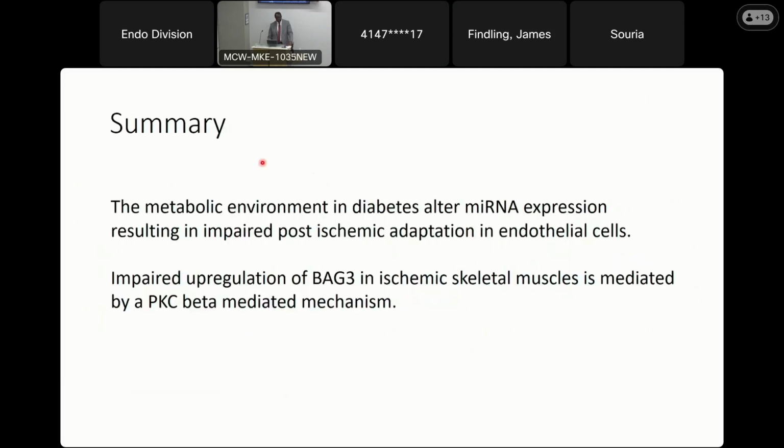So in summary, the metabolic environment in diabetes alters mRNA expression, resulting in impaired post-ischemic adaptation in skeletal muscle cells. Impaired upregulation of BAG3 in ischemic skeletal muscles is mediated, at least our data suggests, at least in part, by a PKC-mediated mechanism.